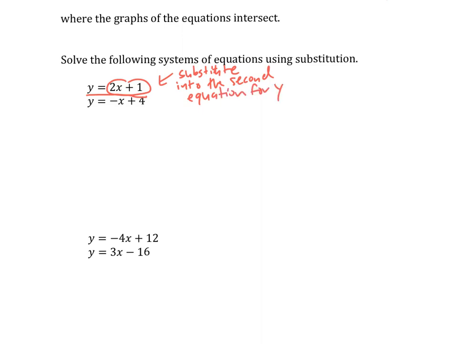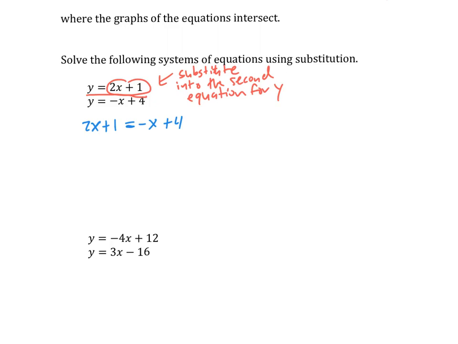Okay, so we'll actually end up with an expression that looks like 2x plus 1 equals negative x plus 4. Okay, and now we have an equation that only has x's in it. So we can solve the equation to figure out what our value for x is going to be. That will be the x coordinate of our point.